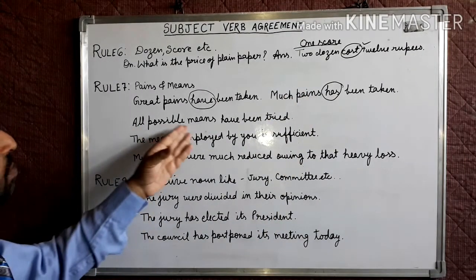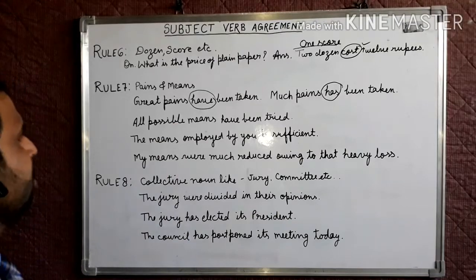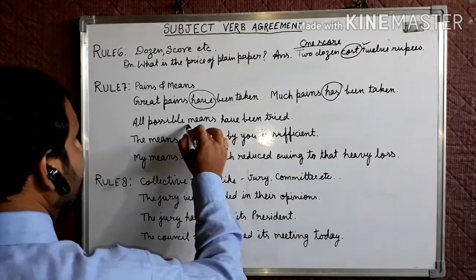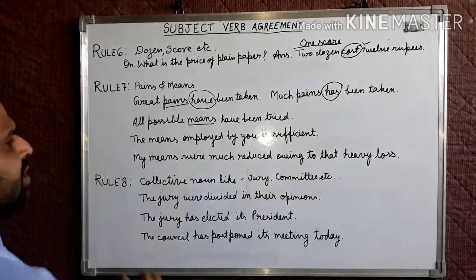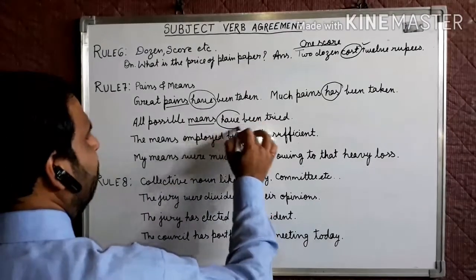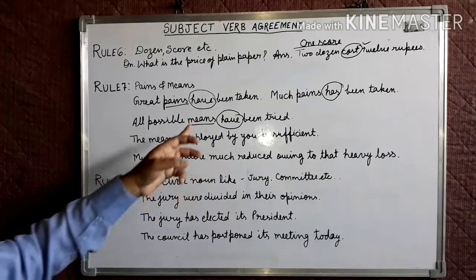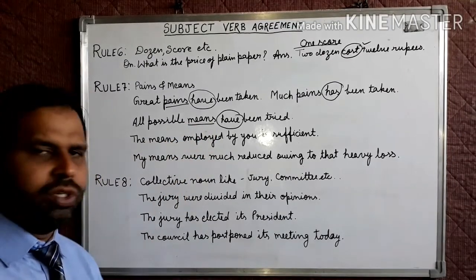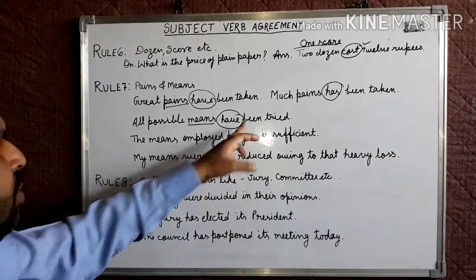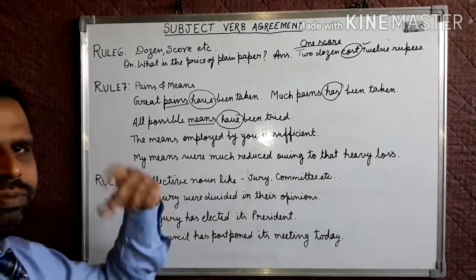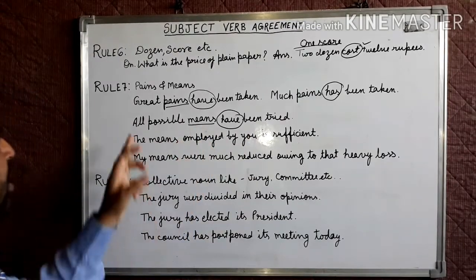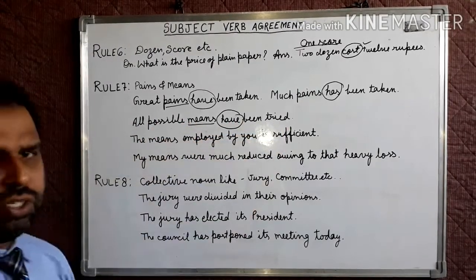Now we see, all possible means have been tried. The word means has been used here, and the verb have tells us that the word means here has a plural sense. So we come to know from our verb that the word means has been used here as a plural. All possible means have been tried.